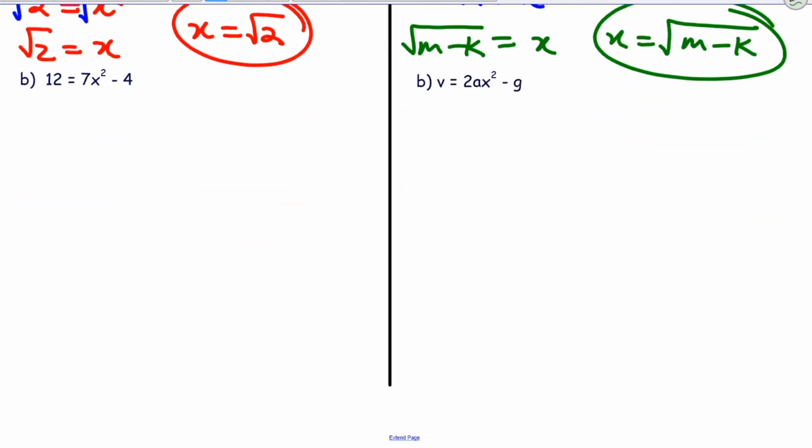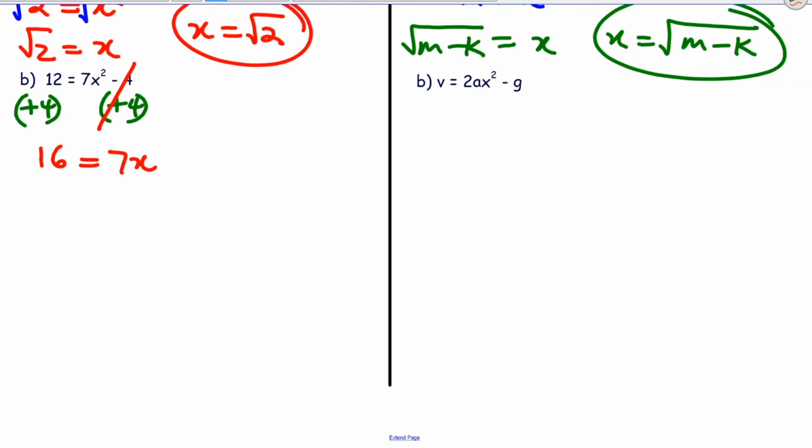We can apply the same processes to these other questions here. So the first step will be adding 4 on each side. So 12 plus 4, that will be 16. And these guys will be 0, because negative 4 plus 4 is 0.